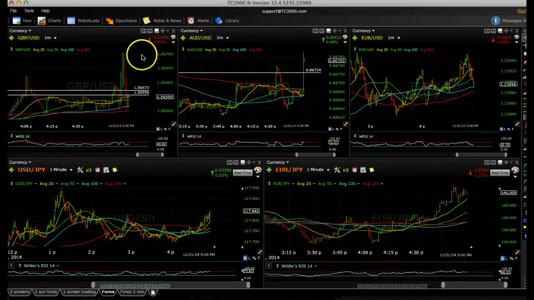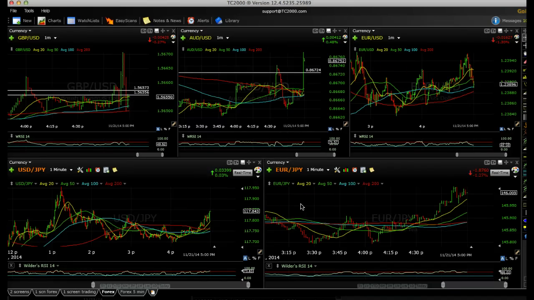These three are in reverse. So if these are strong, if these are bullish, these are bearish. And again, these are bearish, these are bullish, these are bearish.